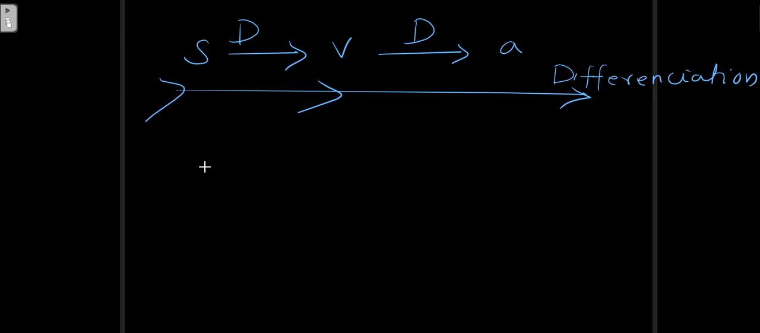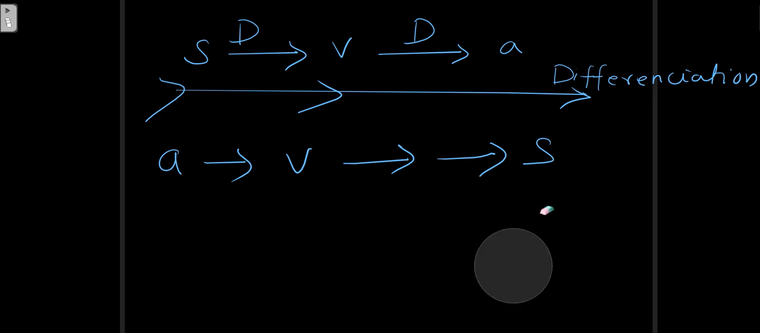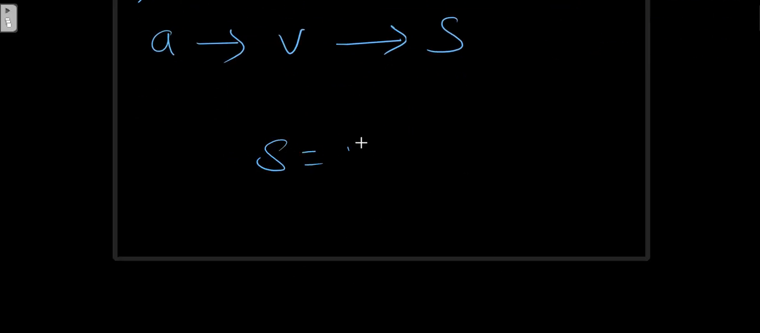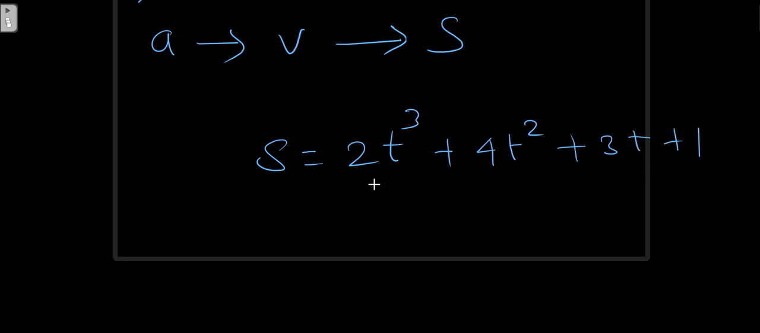Then what about integration? Integration is simply acceleration to velocity, velocity to displacement. Clear? Actually it is a reverse process of differentiation. What is that actually? When we have, say, s is equal to 2t cube plus 4t square plus 3t plus 1, just differentiate with respect to t.